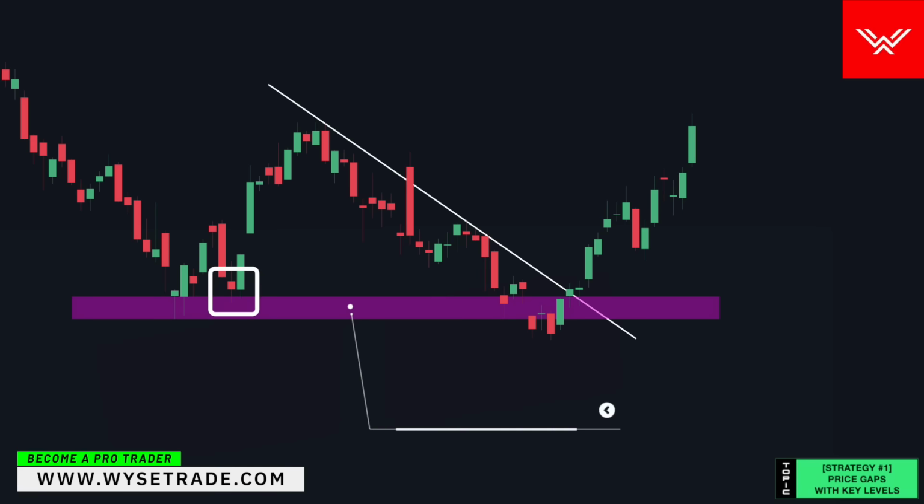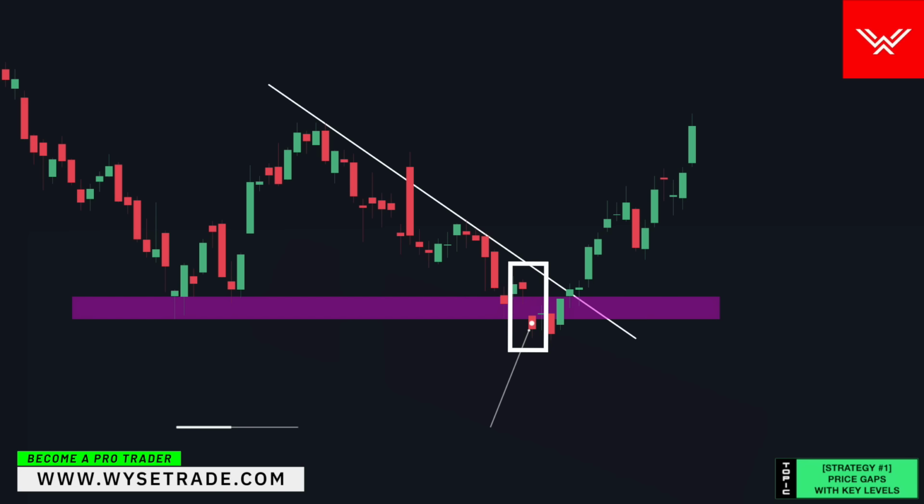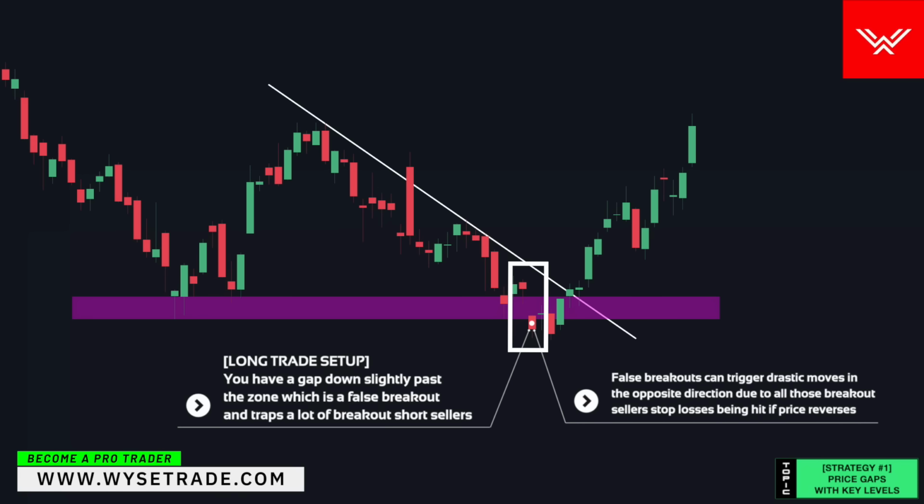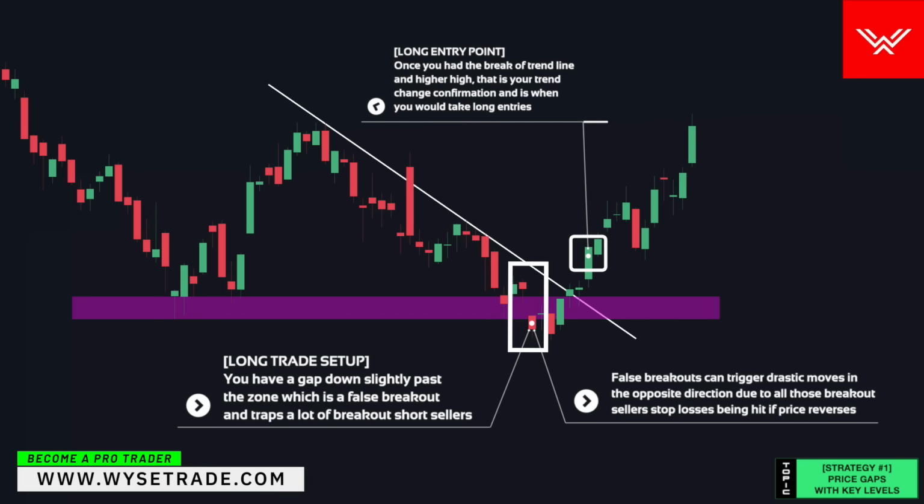Let's show this again. This reversal point here gives you your key support level. As price comes back down, you have a gap down slightly past the zone, which is a false breakout and traps a lot of breakout short sellers. False breakouts can trigger drastic moves in the opposite direction due to all those breakout short sellers having their stop losses hit once price reverses. Once you hit the break of trend line and higher high, that is your trend change confirmation and is when you would look for long trade entries.